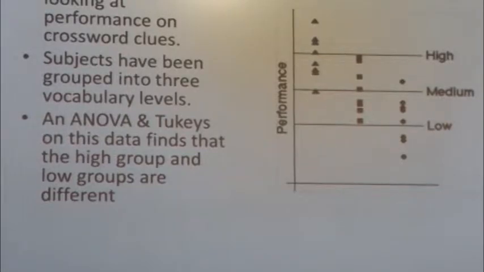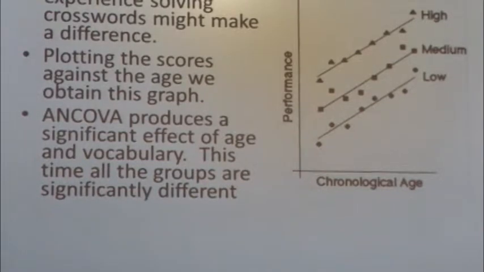All right, so a couple examples before we get to our main example. Researchers looking for performance on crossword clues. Subjects have been grouped into three vocabulary levels: high, medium, and low. ANOVA and Tukey's on this data find that the high group and the low group are different. So you do a straight ANOVA on that, okay? However, the amount of experience in solving crosswords might make a difference, right? So there might be a relationship between experience with crossword puzzles and your ability to do them.